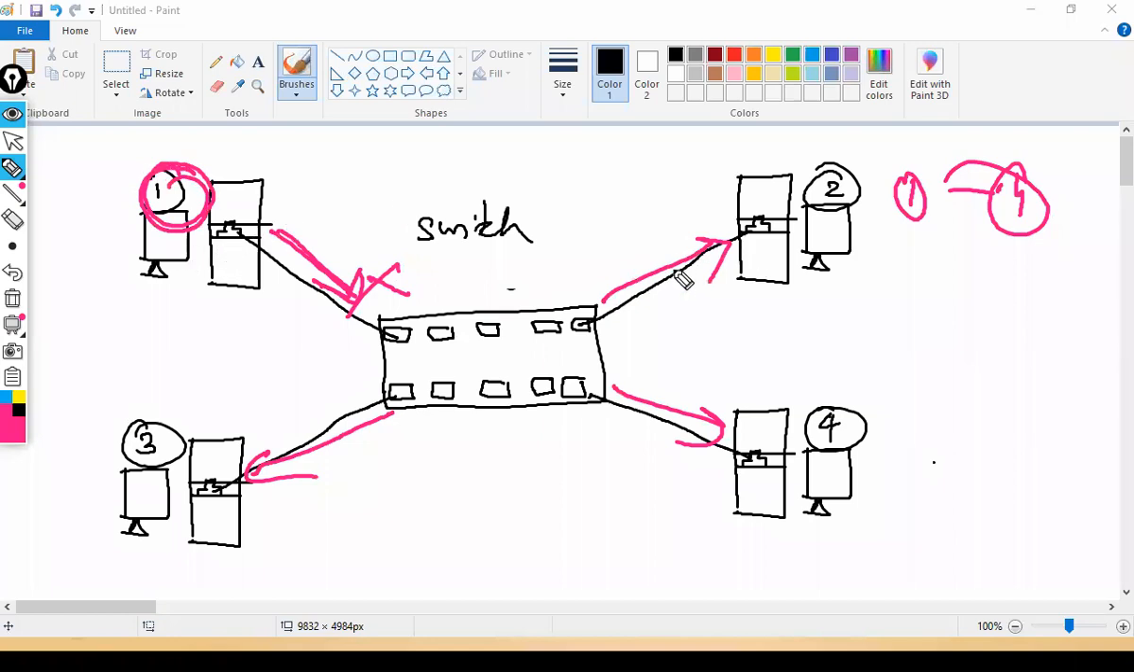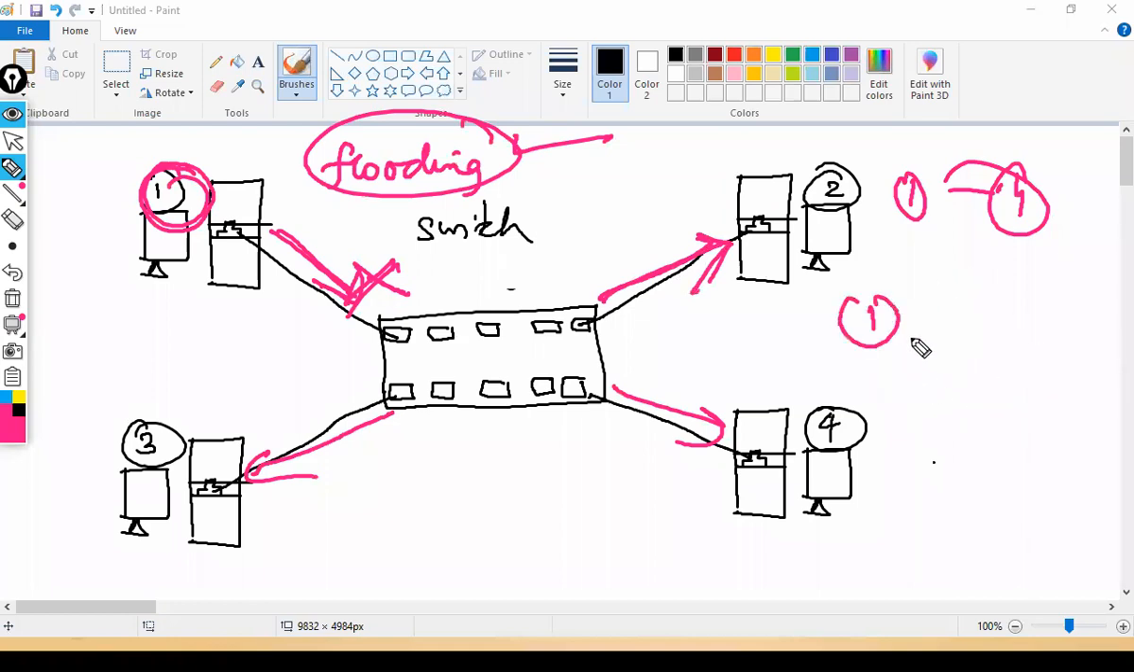This process of broadcasting, or sending to all the interfaces excluding the source interface, is called flooding. Clear? So the first thing is that the switch will perform broadcast only if it's necessary. It will perform broadcast, but it will not send it back to the source interface. So you can say the switch performs flooding when necessary.